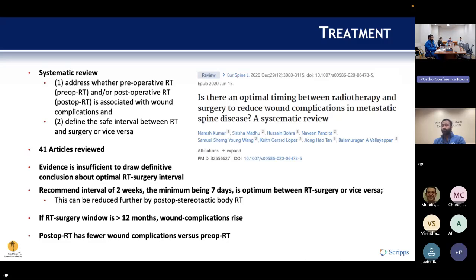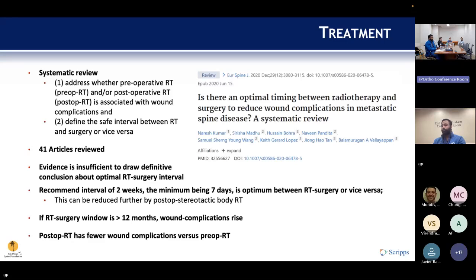After their review of the literature and discussion from experts in the field, they came to the recommended interval of 2 weeks with a minimum of a 1 week period between radiotherapy and surgery. They note that focused stereotactic surgery can further reduce post-op complications.